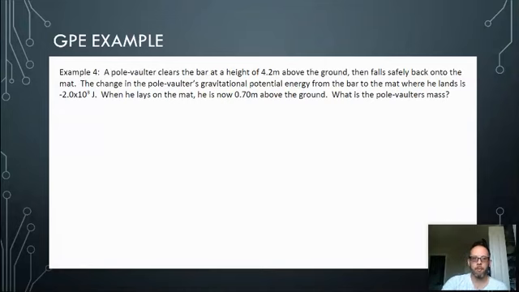So let's do an example. We have a pole vaulter clearing the bar at 4.2 meters above the ground, and then falls safely back to the mat. We're going to say the change in their GPE from the bar to the mat is -2 times 10 to the 3 joules. And when he lays on the mat, he is now 0.7 meters above the ground. So we're going to find the pole vaulter's mass.